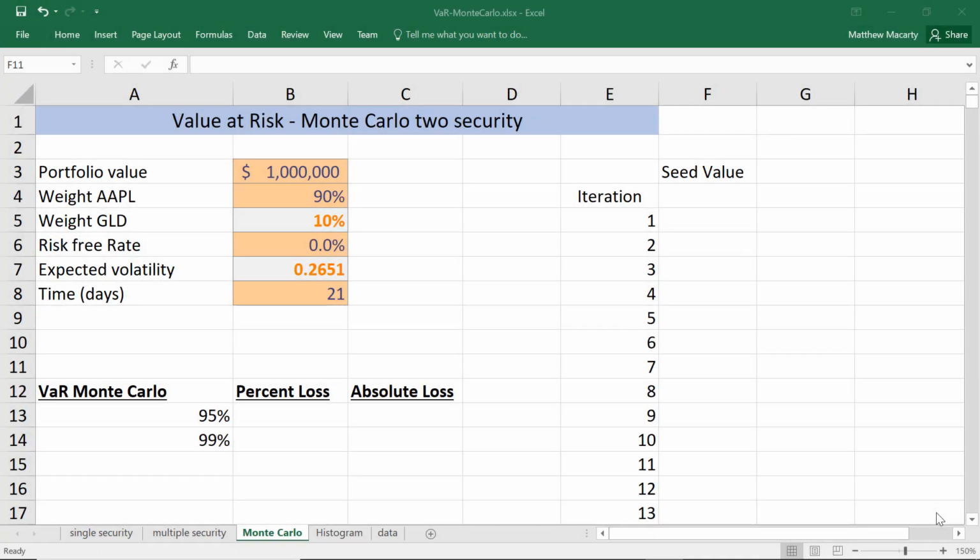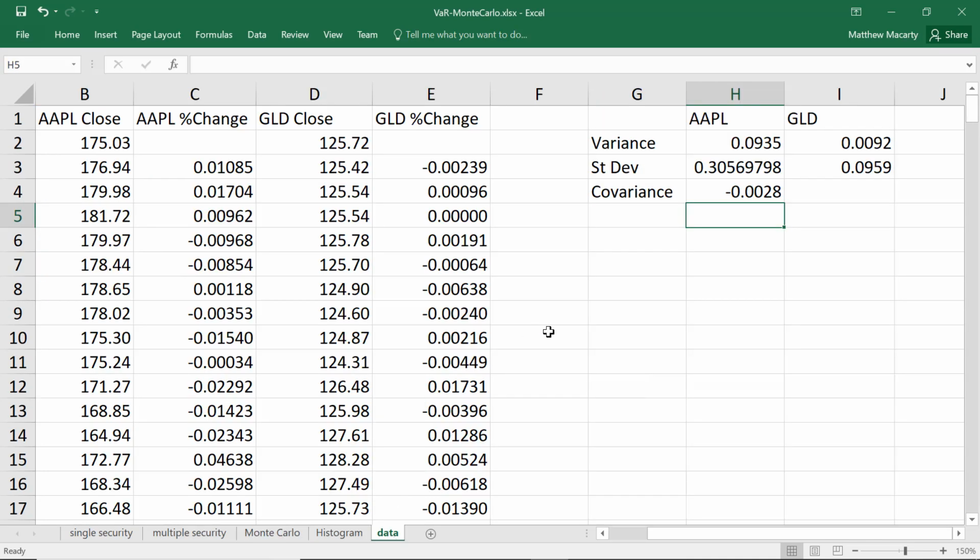This is going to be a follow-on to my value at risk video where I showed you how to calculate a point estimate for value at risk using a single security portfolio and then again with a multiple security portfolio. In that video, I discussed what it means to calculate value at risk, the possible downsides of that, and then I showed you how I derived this number, expected volatility, using some data downloaded from Yahoo Finance.